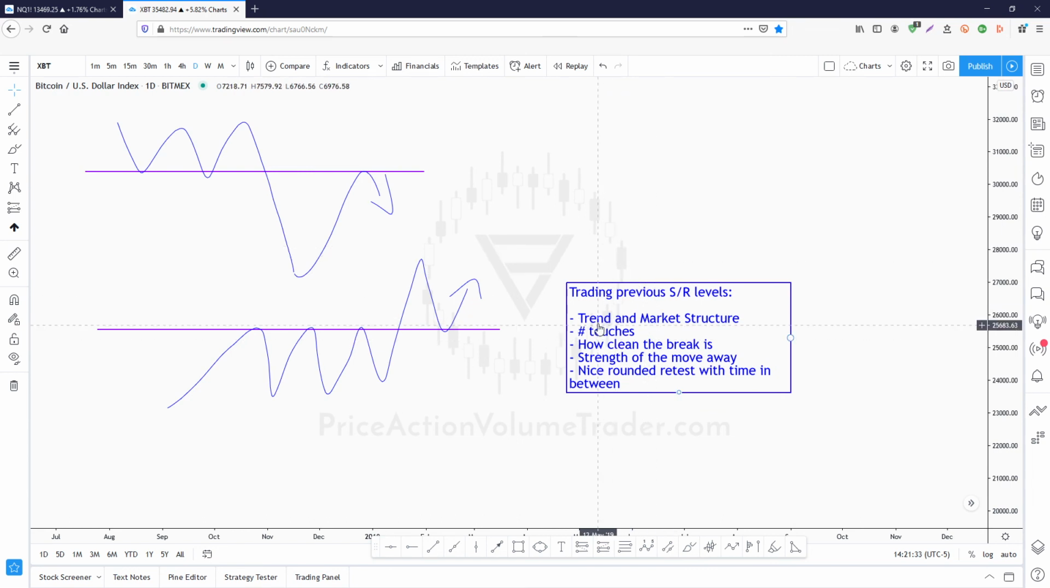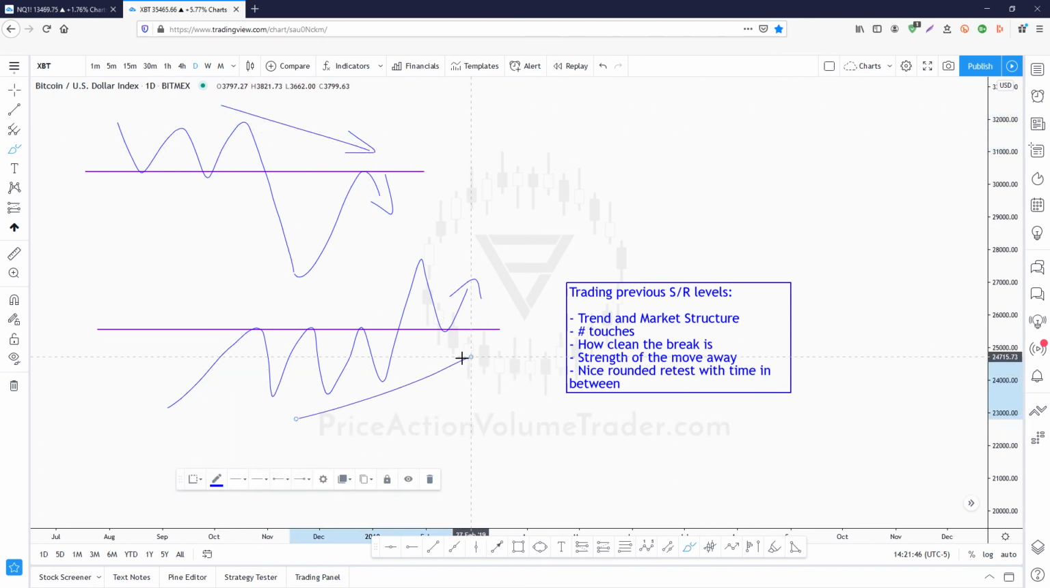And the factors that we want to always analyze: we want to make sure that when we go in on our fade, we are going in the overall direction of the trend, and we want to see that market structure has indeed been broken in the direction of the trend. The more touches we have before the breakout, the stronger the reaction we expect on a move back into it on the other side.